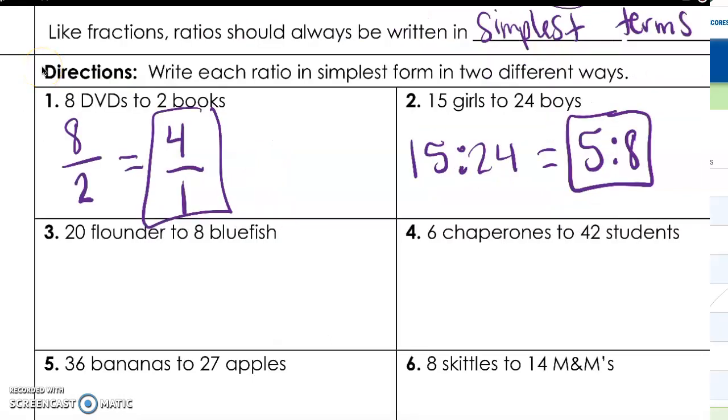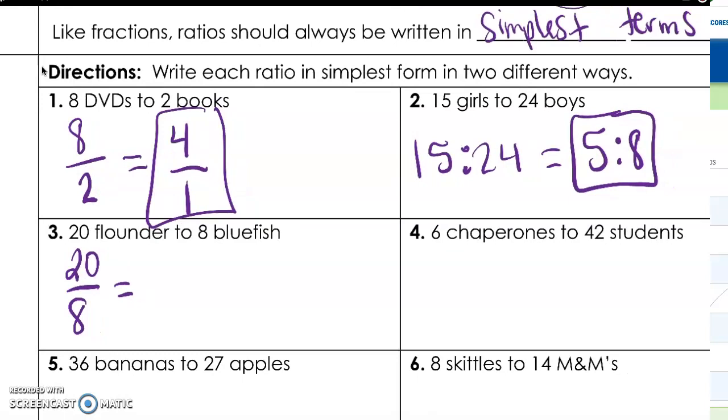For number 3, we have 20 to 8. So you're going to put 20 over 8. Now, most of you, when you simplify that, you're going to get a mixed number in your calculator if you use your fraction button. So remember, if you have a mixed number, to change it to an improper fraction, you just have to hit second enter, or second ABC, and then enter, and it will change it to an improper fraction for you. These have to be improper fractions. They cannot be mixed numbers. All right, so this one needs to be written as 5 to 2. So make sure that's 5 to 2.